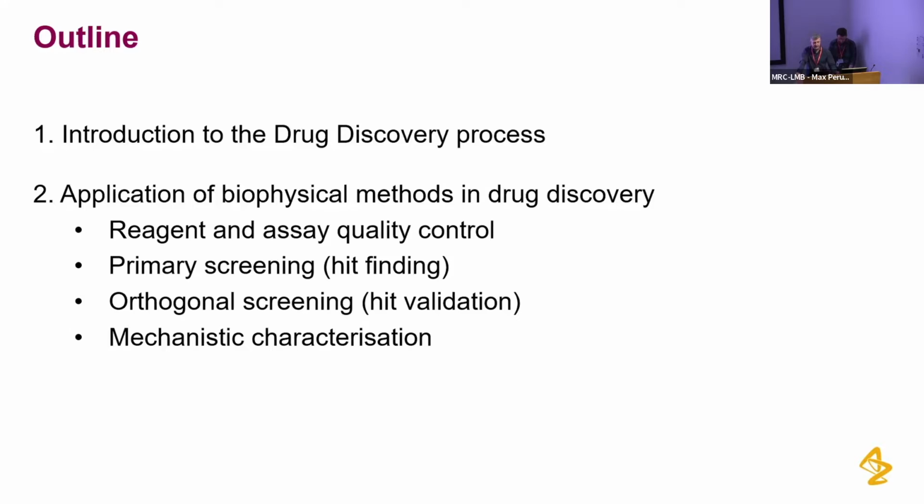So in reagent assay quality control, in how we use biophysics for primary screening to find initial hits, and then to cover how we might use biophysical methods in orthogonal screening, so to give us confidence in those initial hits that we found from other potentially biochemical screening methods. And then a little bit around how we use biophysics to do mechanistic characterization, so trying to understand how the compounds that we found are binding to the target protein, what are their kinetics and thermodynamics, whether they need other compounds, other ligands in order to bind with the highest affinity.